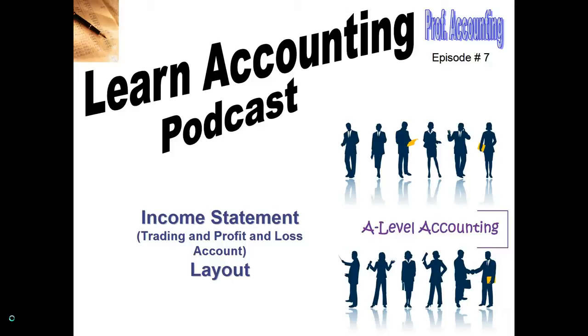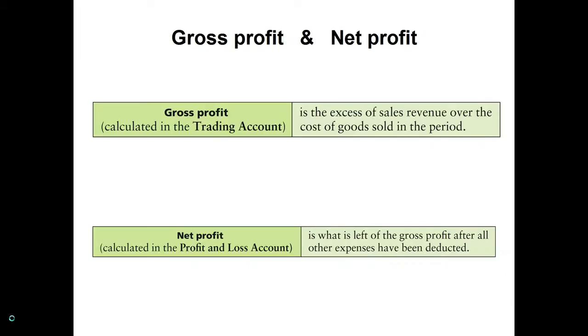Let's start first looking at gross profit and net profit. First of all, gross profit is calculated in the trading account, and it is the excess of sales revenue over the cost of goods sold in a period. The trading account is the top section, the first section of the income statement. Net profit is calculated in the profit and loss, which is the second section in the income statement. Net profit is what is left of the gross profit after all other expenses or overheads have been deducted.